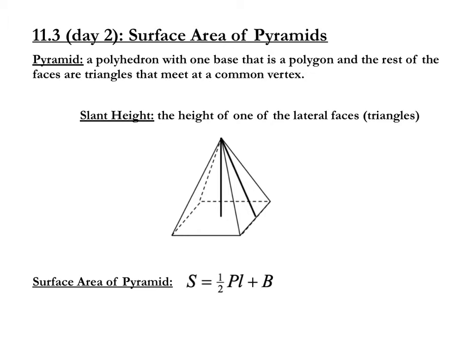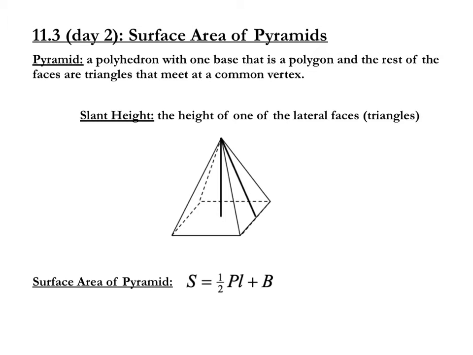But this is our last shape. So this is a pyramid. To be a pyramid, it has to have a polygon base. So it can be any shape. The base could be a triangle, a rectangle, a square, a pentagon, hexagon, things like that. And then all the rest of the faces are going to be triangles that come and meet at one point.